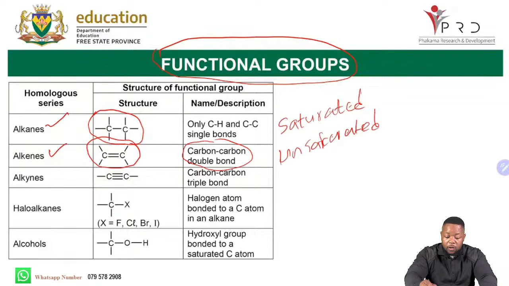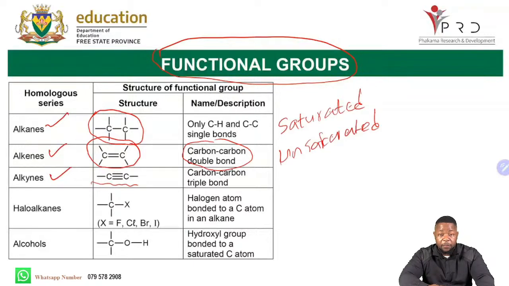We are going to talk about that as we continue with our lesson. Let's continue with the homologous series. We have talked about the alkanes with the carbon-carbon single bonds, the alkenes with the carbon-carbon double bond, and now we're going to the alkynes with the carbon-carbon triple bond. So whenever we see the alkynes, we know that they have a carbon-carbon triple bond.